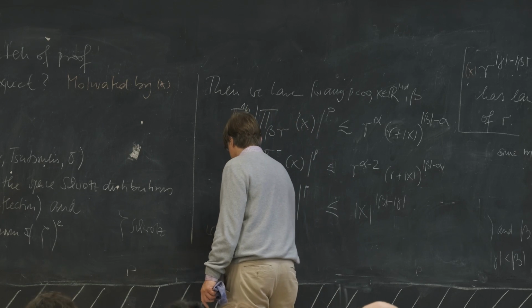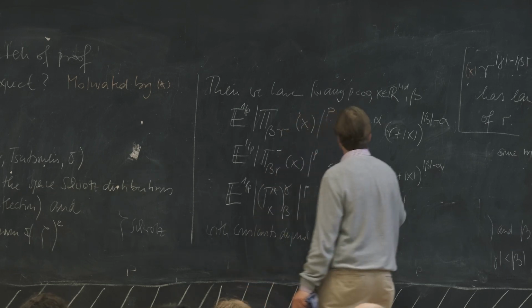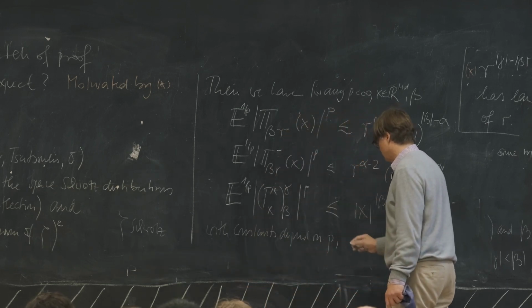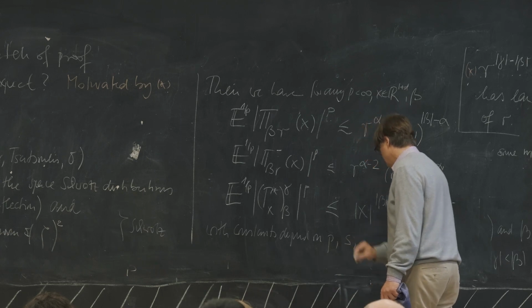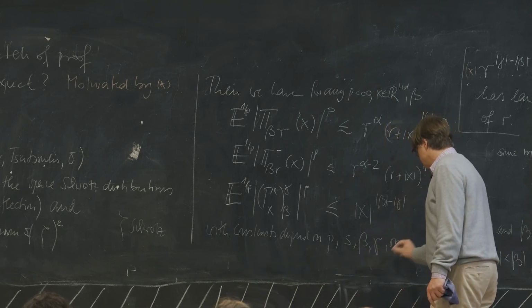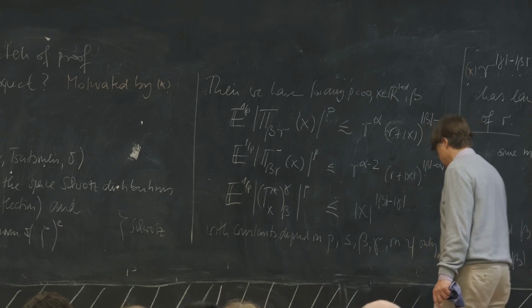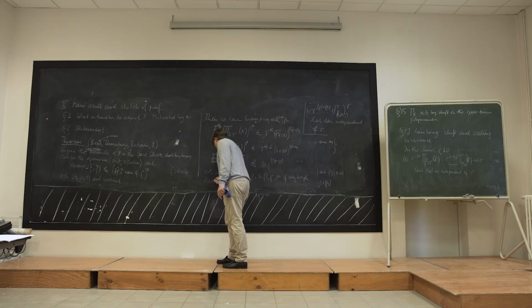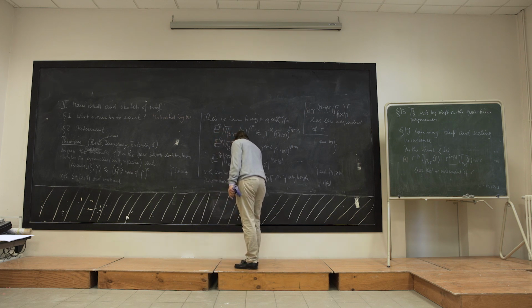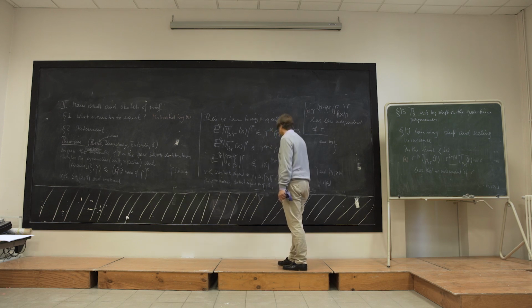And the constants depend on p. They depend on s. They depend on beta. They depend on gamma. They depend on the mollifier psi only through its semi-norms. But they do not depend on rho. And of course also not on x and on r.